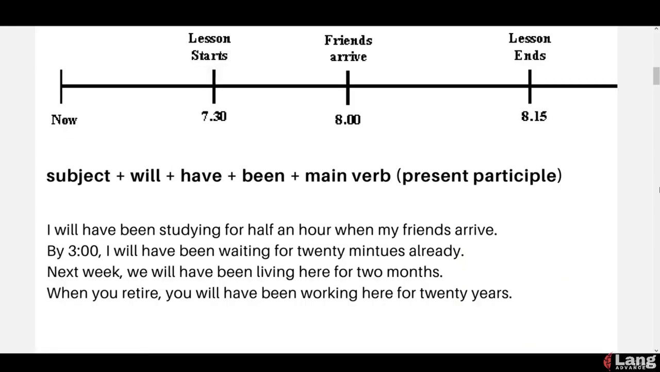The future perfect continuous tense uses this structure: subject, will, have, been, and then the main verb in the present participle. So here are some examples. I will have been studying for half an hour when my friends arrive. By 3 o'clock, I will have been waiting for 20 minutes already. Next week, we will have been living here for 2 months. When you retire, you will have been working here for 20 years.